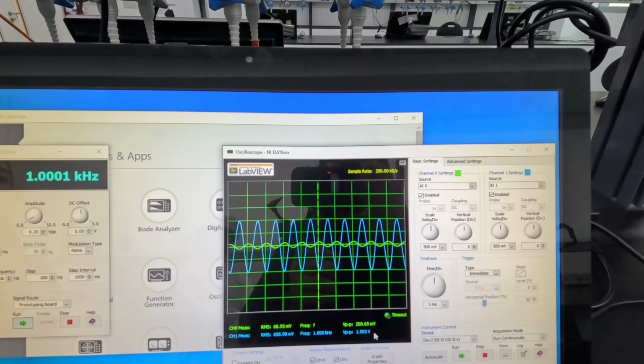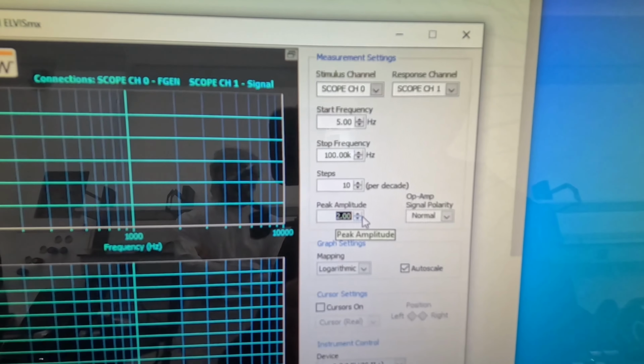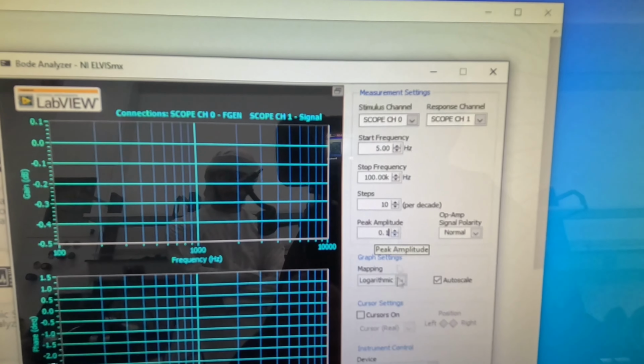Go to Bode Analyzer, and then you choose the starting frequency as 5, the ending at 100k, and the steps 10. Now here it's going to ask you for the peak amplitude. Remember what I said before? The peak to peak is 0.2. The peak is half of that, 0.1.